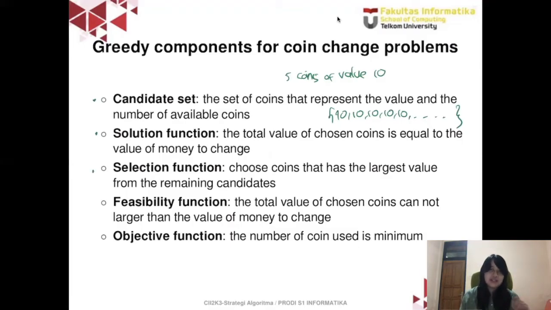Next one, selection function. How can we choose a candidate to be a part of the solution? Well, like I said before, we can choose the coin that has the largest value from the remaining candidates. Next one, feasibility function. What is the constraint on the candidates to be put in this solution? After we select the largest coin, is there any constraint that we need to consider? Yes, the total value of chosen coins cannot be larger than the value of money to change. And then the objective function, what we want to have from the search: we want the number of coins used to be minimum.